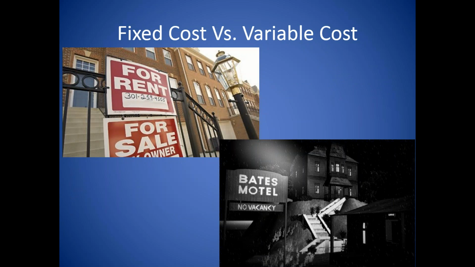2 other terms that are important are fixed cost and variable cost. A fixed cost is something that's constant and reliable, where if you rent an apartment, you know it's going to cost the same thing every month during the lease period, the same amount of money on a recurring basis. In contrast, for a hospital or a motel or a hotel, how many patients they will have in a given day may change.